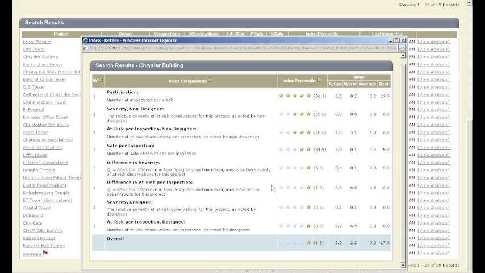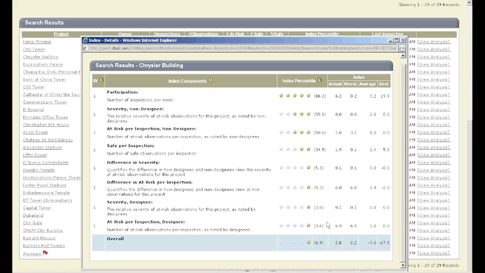So let's go through the Chrysler Building. First, the participation is really high compared to other projects. They're averaging 6.2 inspections per week. Severity and at-risk as it applies to non-designees is about middle of the road. Half the projects have more, half the projects have less. The safe per inspection is a little lower than the company average at 34% or 34th percentile.